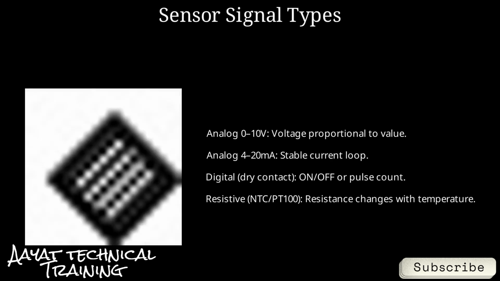Sensors use different signal types to communicate with controllers. These include analog 0-10V, analog 4-20mA, digital dry contact, and resistive NTC and PT100 signals. Each type is suited for specific sensor applications.